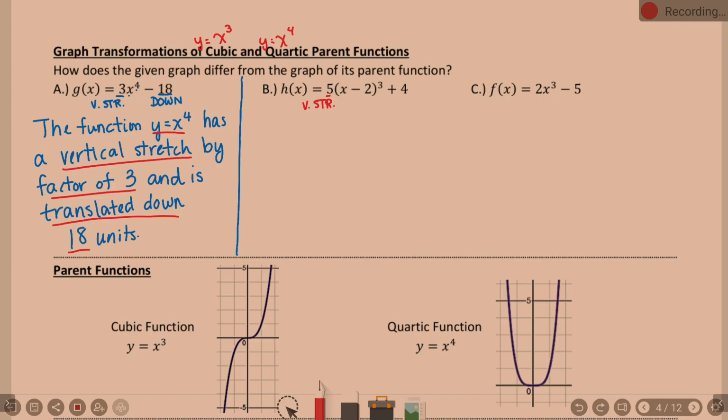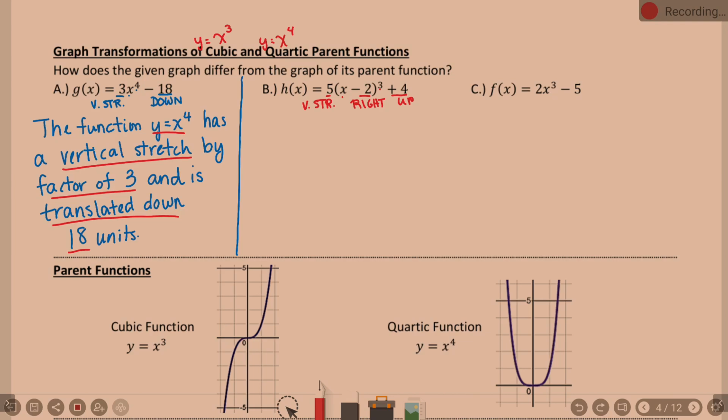What else do we know? Are there some C values according to our chart? What about a -2 in the parentheses? That's going to be a right 2. What about a +4 outside of the parentheses? Up. And what's my parent function? What graph is this being done to? Y equals x to the third.